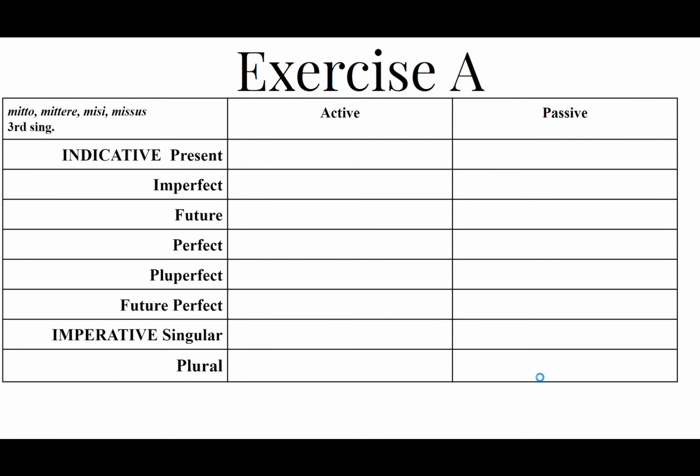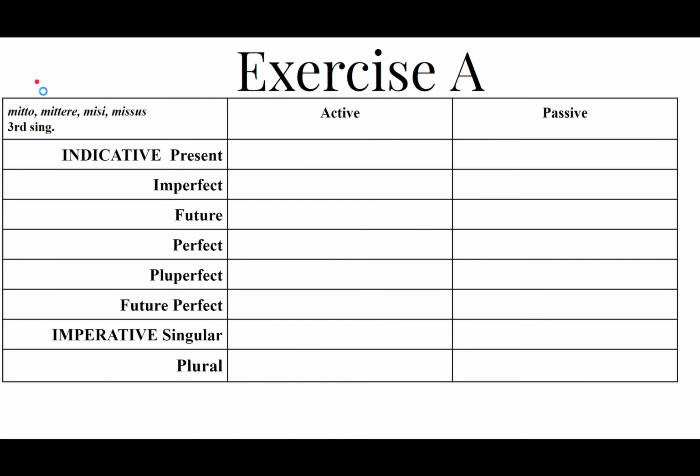Mitto, mittere, misi, missus. To send, to let go. So, mitto, third person singular. First off, you need to know the principal parts. Notice the spelling. Singular S in the third person singular, and there's a doubled up S here in the fourth principal part. So, third conjugation. You can tell by the O, the RE, the US. It's not AO, EO, or IO, EO. It's mitto, mittere, misi, missus.